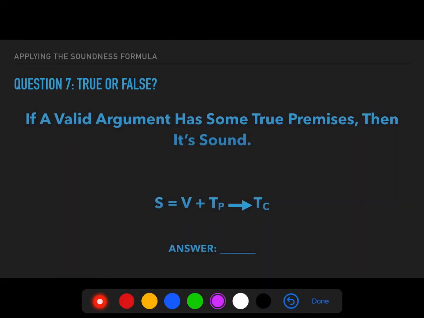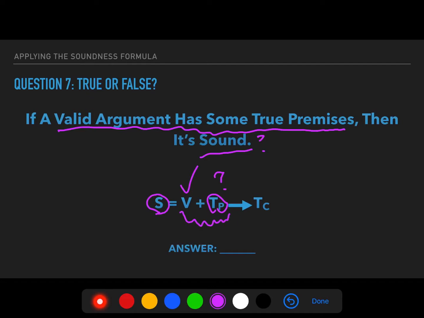If a valid argument has some true premises. Okay, so we're looking at valid arguments. I can check that off. Some true premises. Now look, I can't check that off because remember, T sub P means all premises are true. So I can't check that off. So the question is, can I conclude that it's sound? In other words, we're looking at whether this part is true, the yes. But since I don't know whether T sub P is checked off, I can't move from the formula to the other side of the equals. So the answer is false.